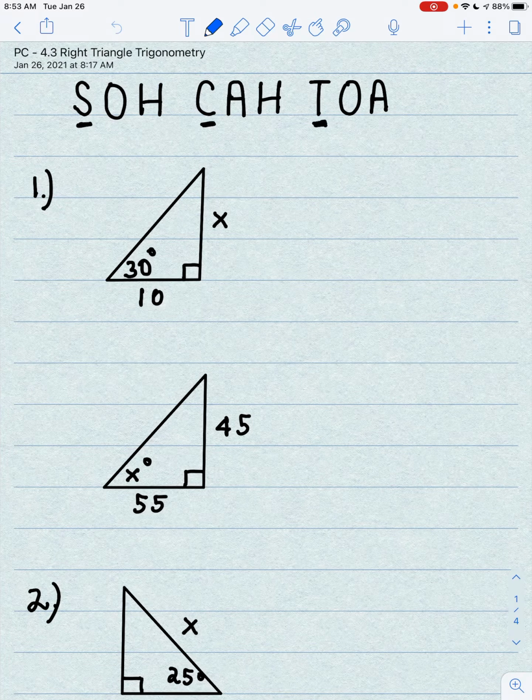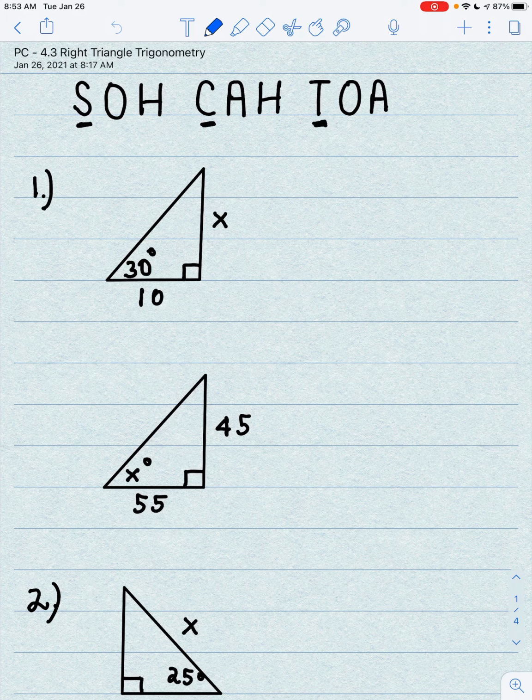Before we get started, I wanted to let you know that the quiz that we were supposed to take today in class will be postponed until block day, next time I see you. All right, so we will get started here.